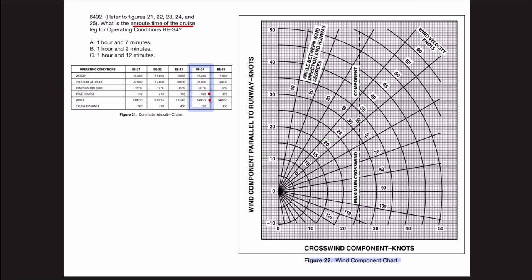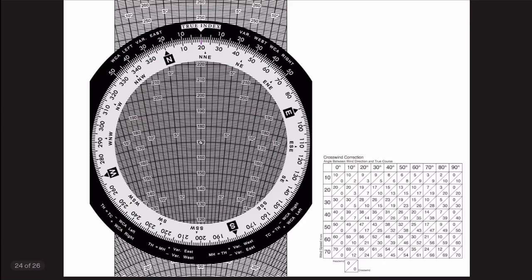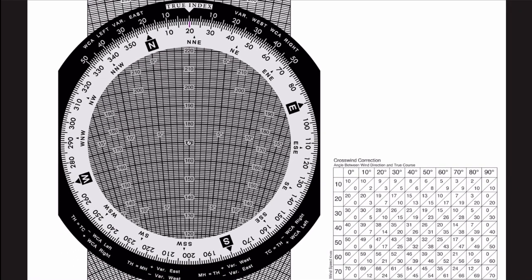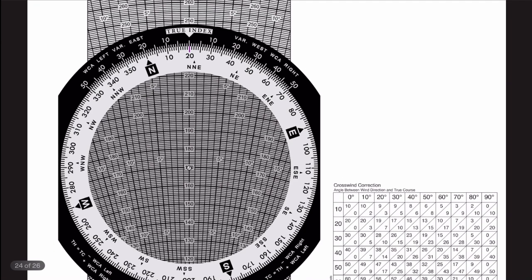So in order to use figure 22, you need to figure out the angle of distance between the runway or your true course and the wind. And the easiest way to do that is to come over to your E6B. And what you're going to do here is set your true index to whatever your true course is. So I already have mine set to 0 2 0. I'm just going to draw a line down the center of my E6B. And this is going to act as my plane. Like here's the tail and here's the nose.